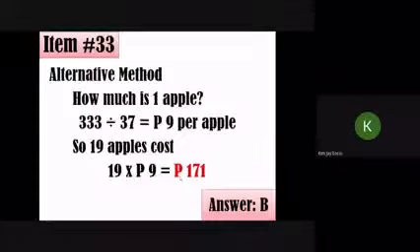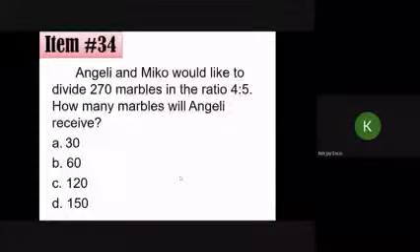Number 34. Angeli and Miko would like to divide 270 marbles in the ratio 4:5. How many marbles will Angeli receive? 30, 60, 120, or 150? What do you think? So here, 4 parts will be going to Angeli, and 5 parts will go to Miko. So all in all, 4 plus 5 will give you 9 parts, right?